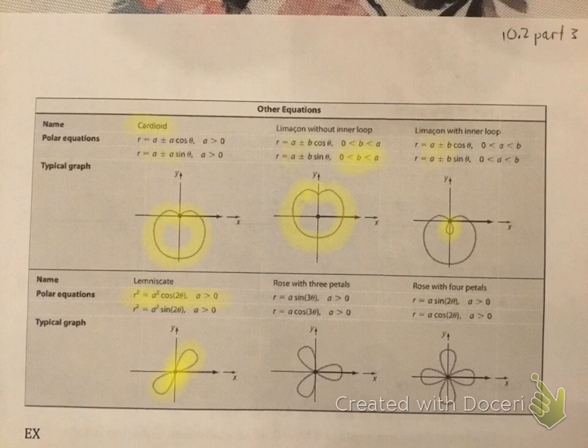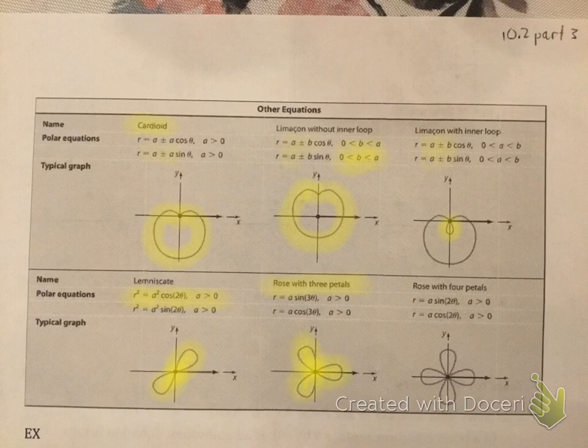The next one is a rose with 3 petals. So if we look here, we have a sine of 3 theta, or a cosine of 3 theta, where a is a value greater than 0. And this time around, we get 3 petals.